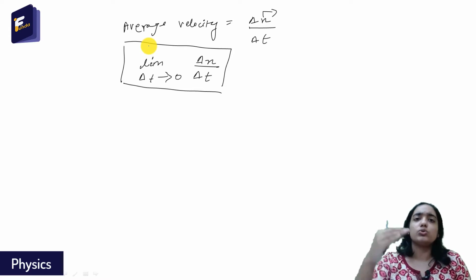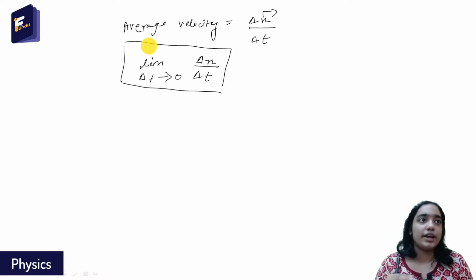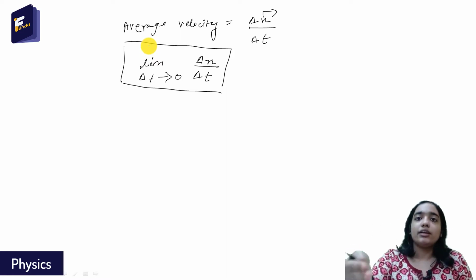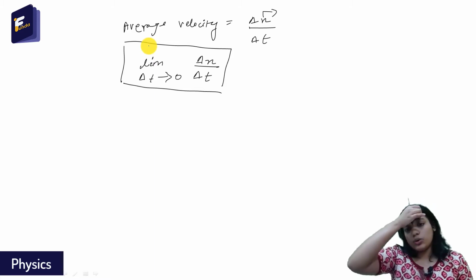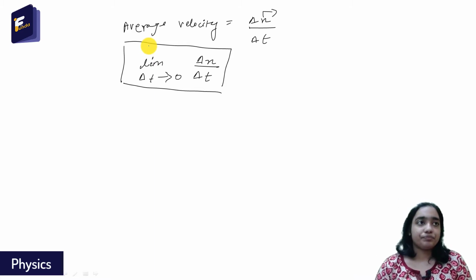So it's very close to 0 seconds. We cannot do 0 directly, so very close to 0 seconds. What is the velocity? If we get that, then that will be the velocity at that moment. Okay, so hope you could understand.